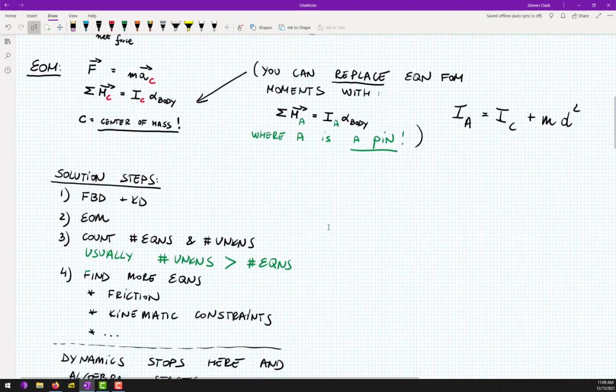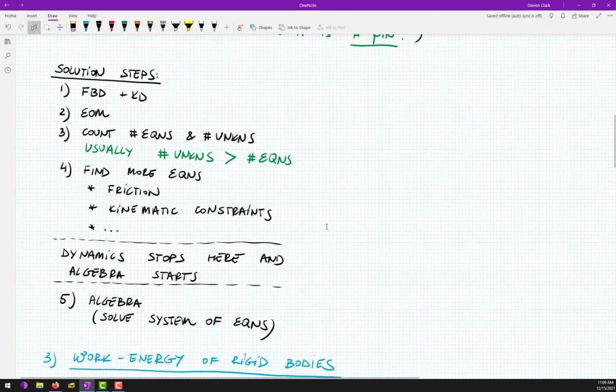Okay, solution steps. So I usually write FBD and KD. Then I write down equation of motion that are compatible with my FBD and KD. Then 99% of the time we will end up with more unknowns than equations. And that's why we need to introduce more equations into our solution.